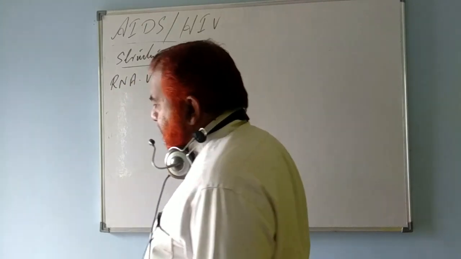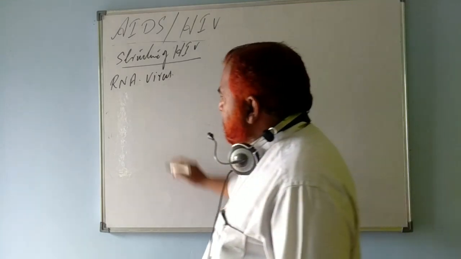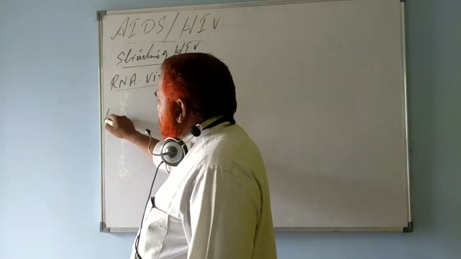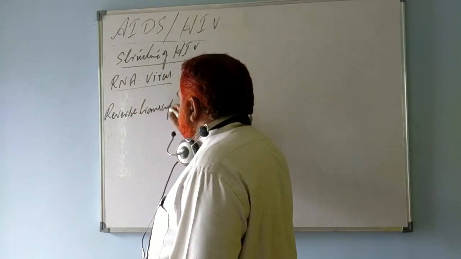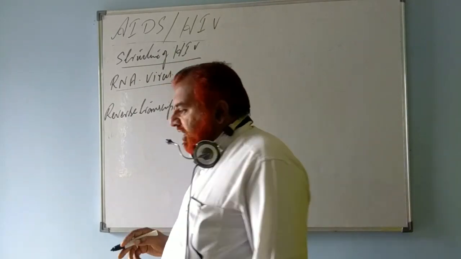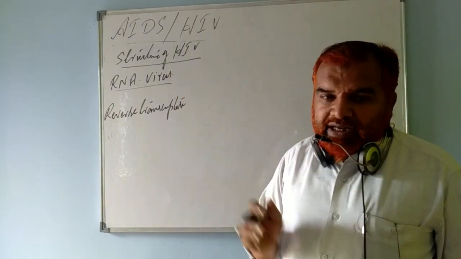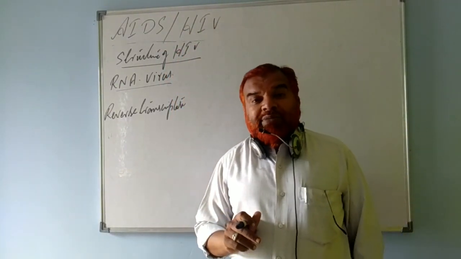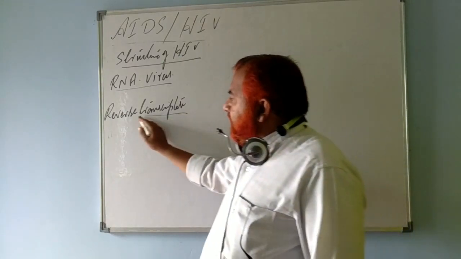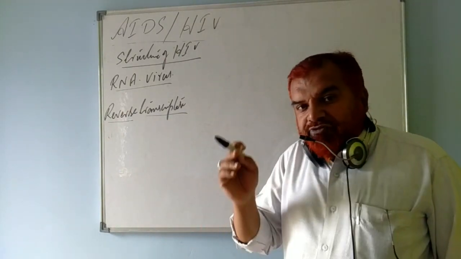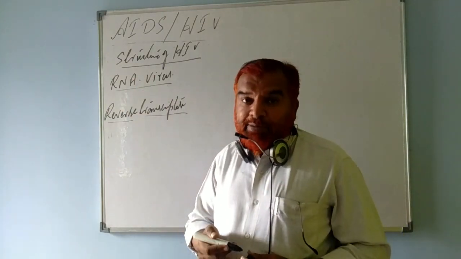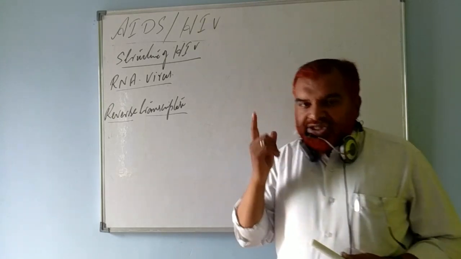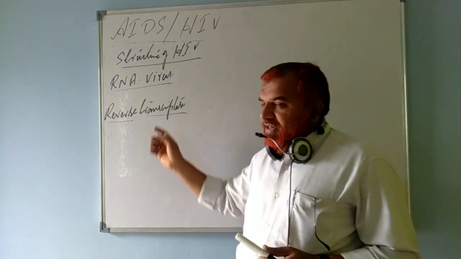RNA virus, Retroviridae family. Why? Because apart from the RNA, it has an enzyme known as reverse transcriptase. About this you have studied in the molecular biology chapter. You have studied transcription, and also reverse transcription. What do you mean by reverse transcription? The formation of DNA based on RNA. That's what is known as reverse transcription, the opposite of transcription. It is brought about by an enzyme known as reverse transcriptase.